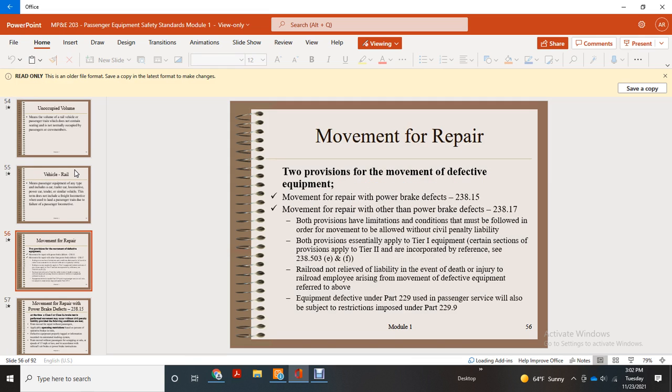Movement for repair: provisions for the movement of defective equipment. Movement for repair with power brake defects. 238.15.